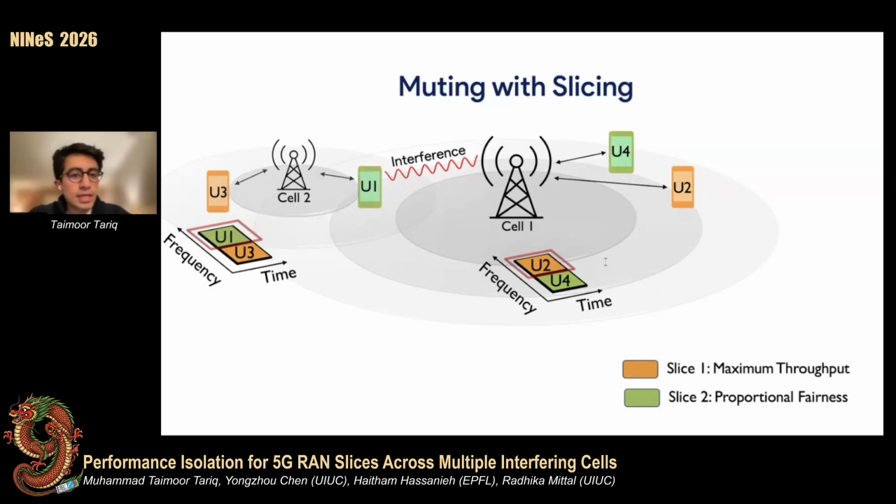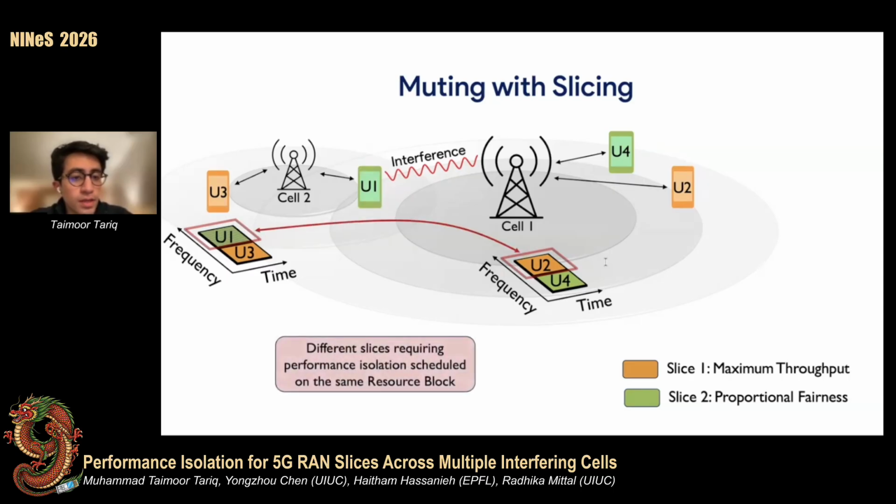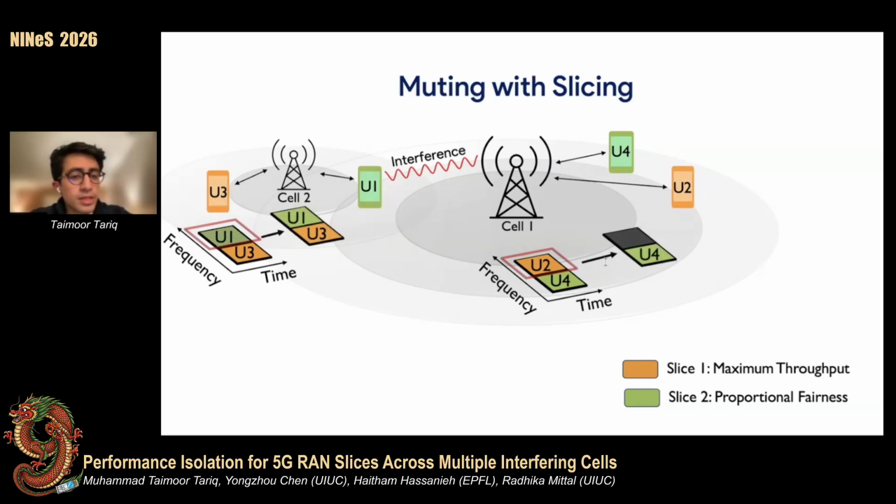So instead of having a single slice with a single objective, now we have two independent slices, essentially two independent entities, each of them wanting performance isolation, and each of them working with a different objective. The problem is that different slices require performance isolation, but they're scheduled on the same resource block. If we go by the same technique that we used in the prior example where we only had a single objective, this is how the allocation would end up. We will improve the channel quality for U1 at the expense of not scheduling U2.